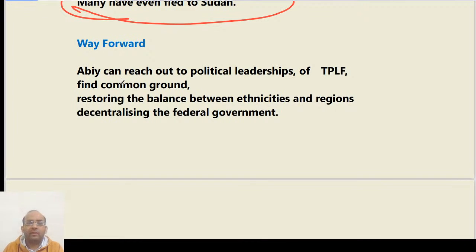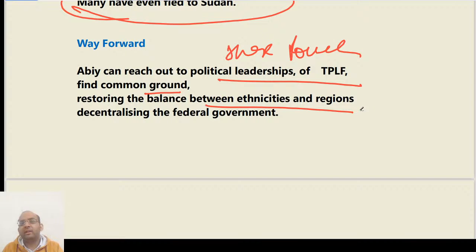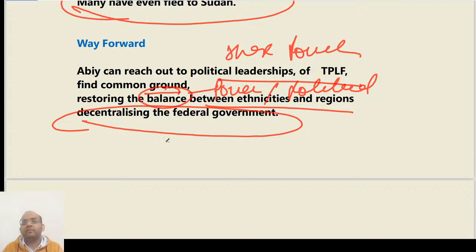So what is the way forward? Abiy needs to reach out to the political leadership of TPLF to stop fighting, to find a common ground, to share power and restore the balance between ethnicity and region. Basically, the balance of what? Power or political balance. And how can it be restored? By decentralizing the federal government. What does it mean? Giving more powers to state governments.